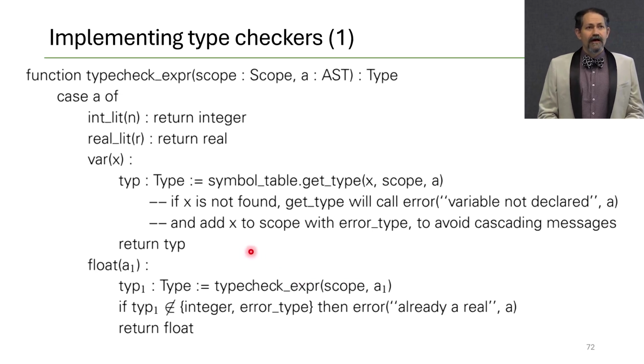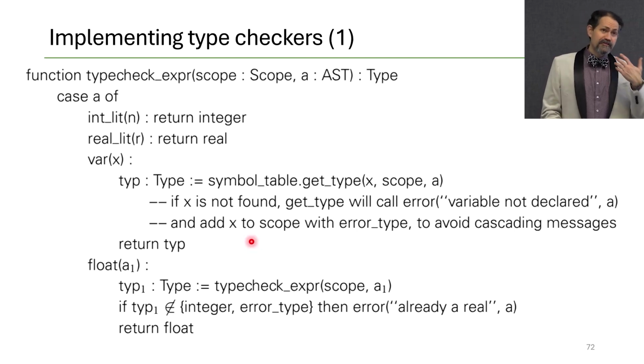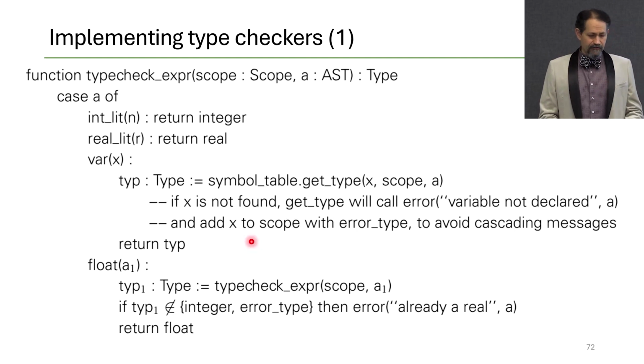The symbol table, if X is not found, will actually add X to the scope with the error type, which will avoid cascading error messages. So that if X is used again, we won't generate another error. We figure that the user will probably fix the first error by declaring X, and we'll never even get the later errors. Assuming that the type was returned correctly, though, we'll return it. Actually, even if it's incorrect, getType will return the error type, and so that'll work out just fine.